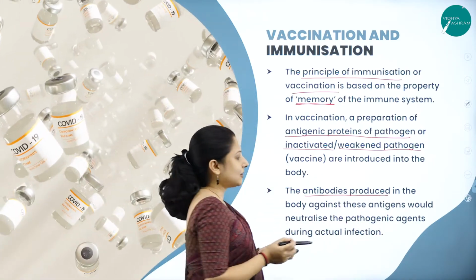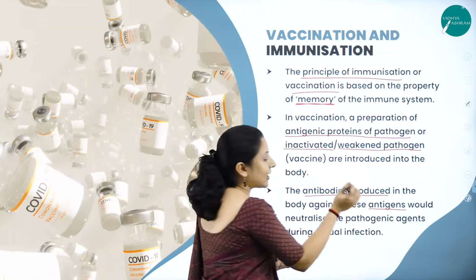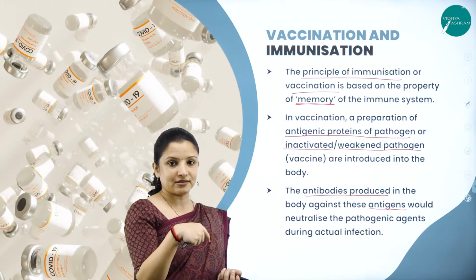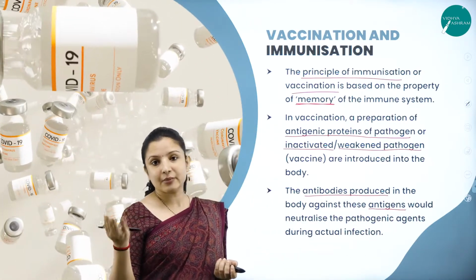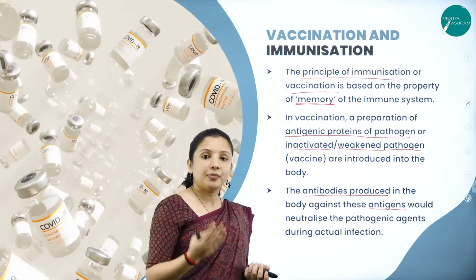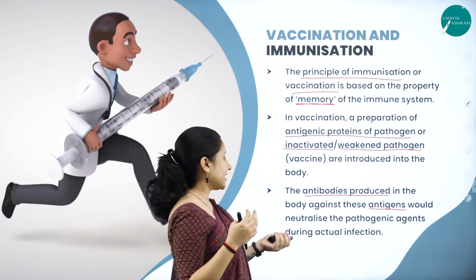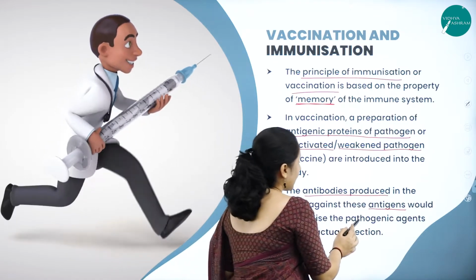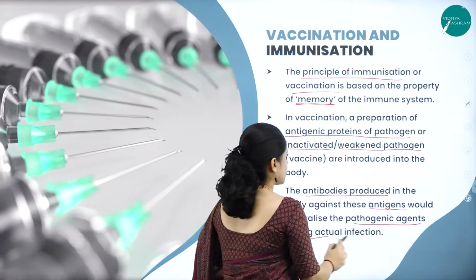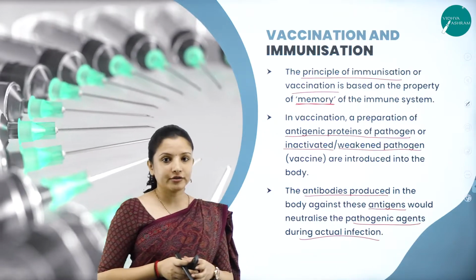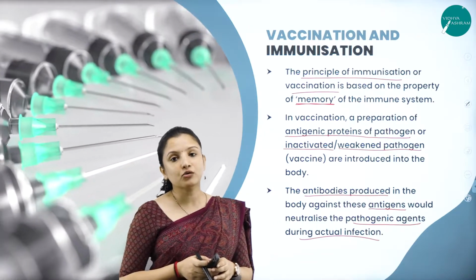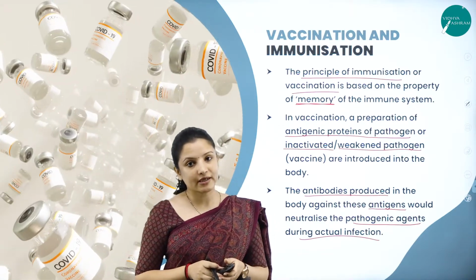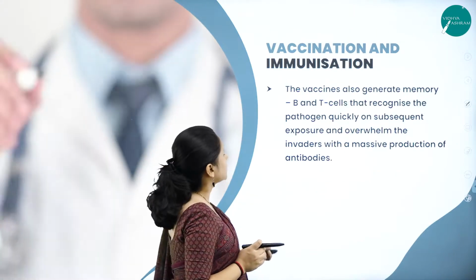Against what? Against the antigens. What are those antigens? Antigens are nothing but the vaccines, right? It is a vaccine because it is coming from outside. So therefore, a particular antibody will get produced against the vaccine, and this will neutralize the pathogenic agent whenever that pathogenic agent actually causes the infection. So that is how the vaccination or the immunization procedure works.